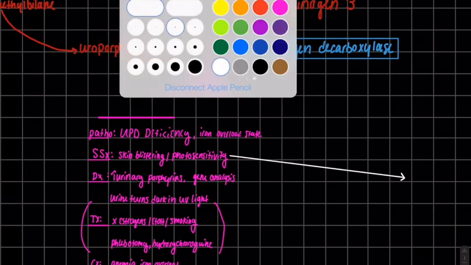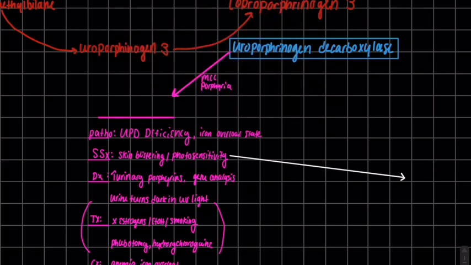So this is going to lead us to our second porphyria, and actually, fortunately for all of you guys, the last porphyria, so this is great. This one is a deficiency of uroporphyrinogen decarboxylase, and this is porphyria cutanea tarda.